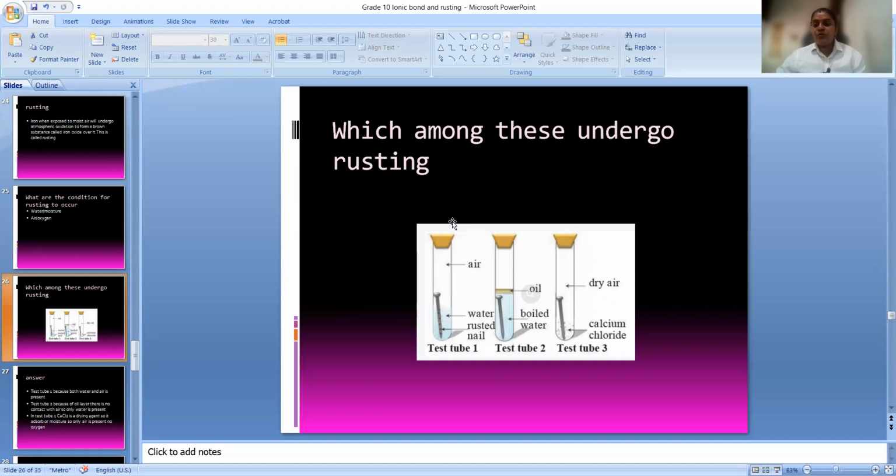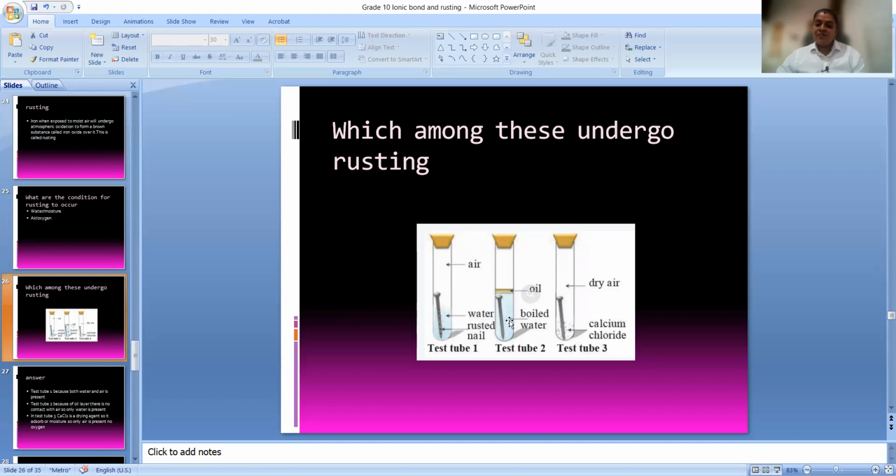Because we know that two conditions are necessary for rusting. So here the nail is having water, and at the same time air is there above. So since water and air are present, it will undergo rusting. Okay. What is the color of rust? The color of rust is brown. We are seeing it in everyday life, right?